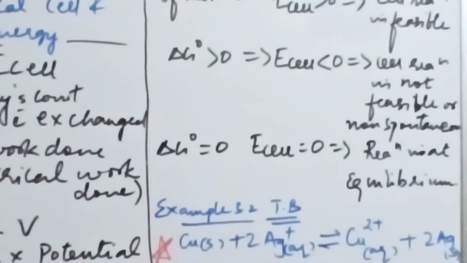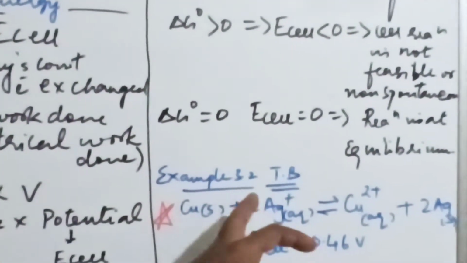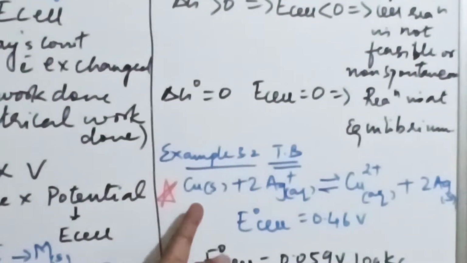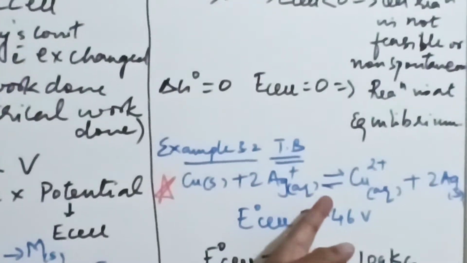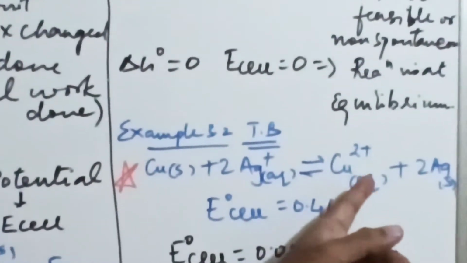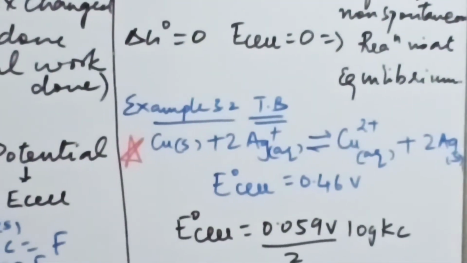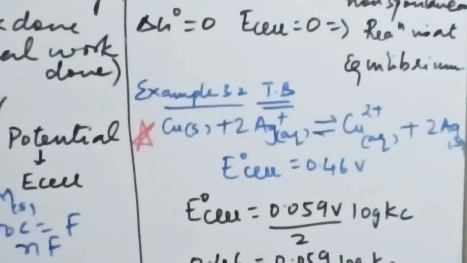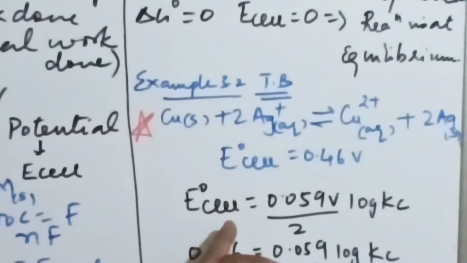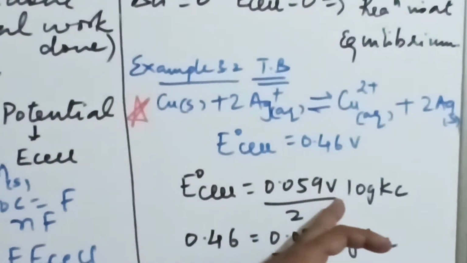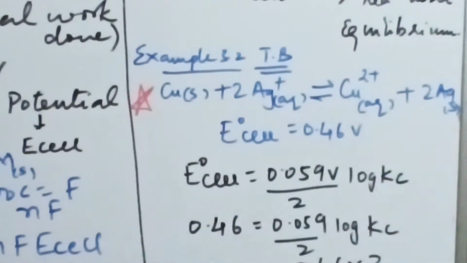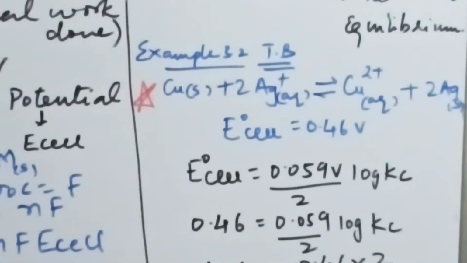Let us solve an example which is solved in the textbook, that is example number 3.2 as per the NCERT textbook. Cu solid plus 2Ag plus aqueous, reversible sign, Cu2 plus aqueous plus 2Ag solid. This is the reaction. E naught cell is given as 0.46 volt. Let us substitute the values in the formula. E naught cell is equal to 0.059 volt divided by 2 into log of Kc, 2 because the number of electrons exchanged in this particular reaction is 2.